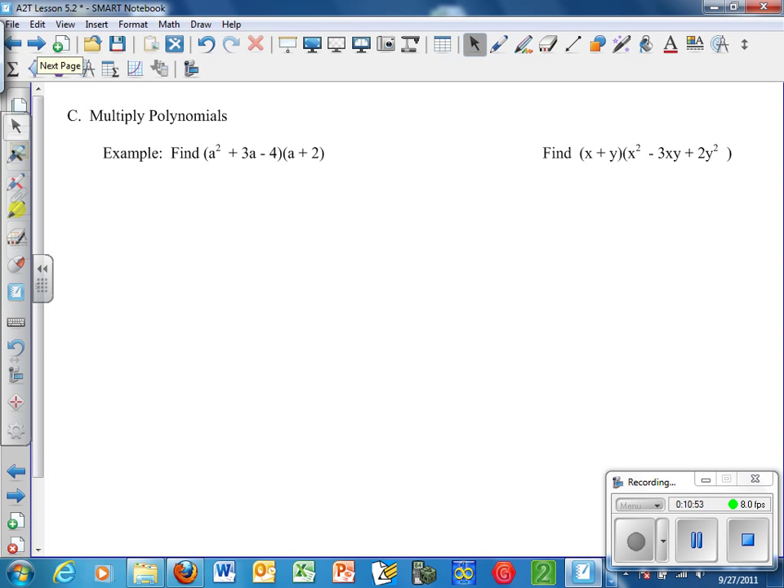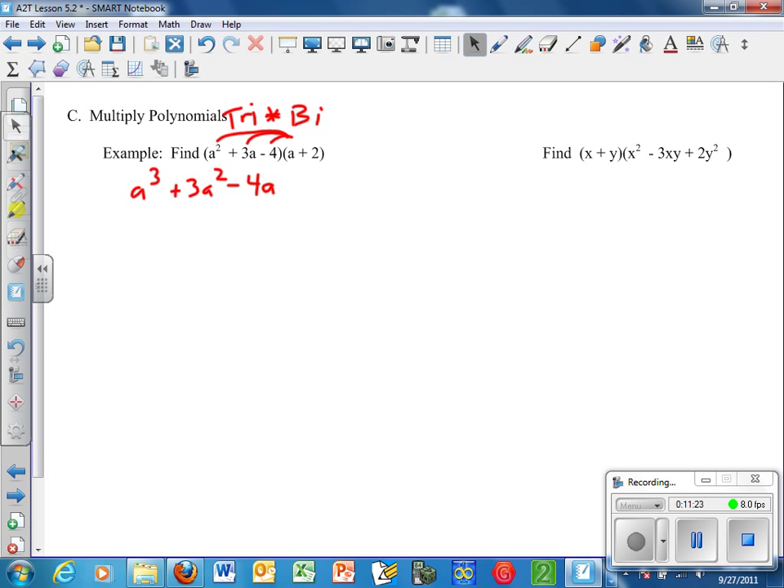Okay, last thing here is we're going to multiply a binomial times a trinomial. Okay, and basically what you do is you distribute each term from the binomial to the terms from the trinomial. In this case, the binomial is second, so I'm going to have a times a squared, which is a cubed, a times 3a, which is 3a squared, a times negative 4, which is negative 4a.